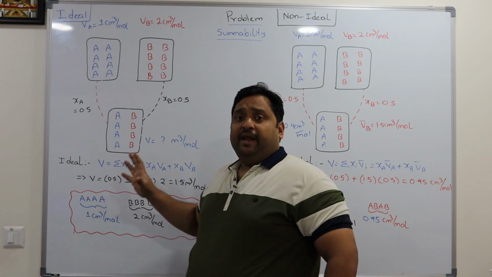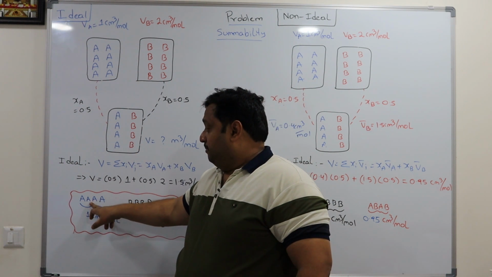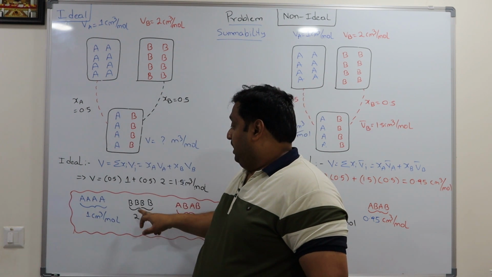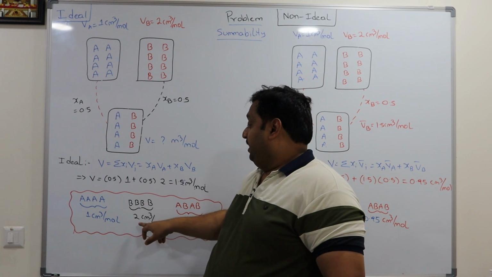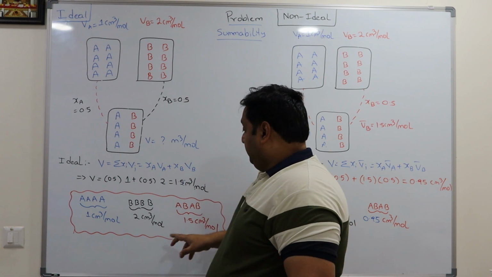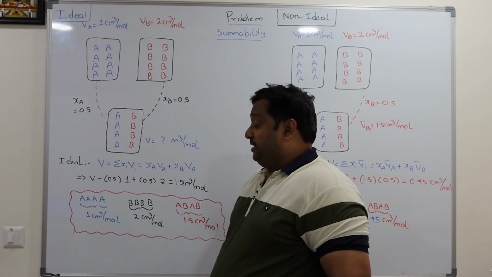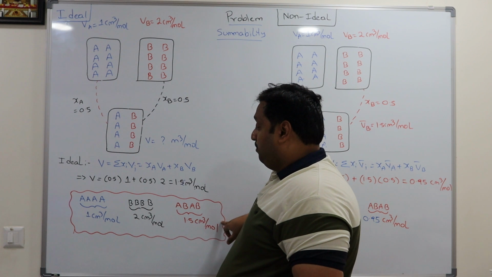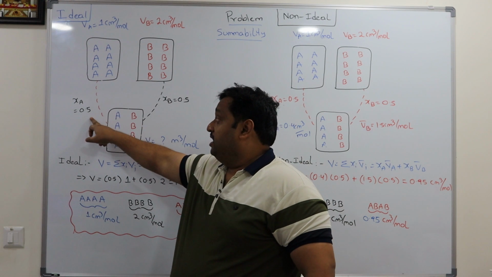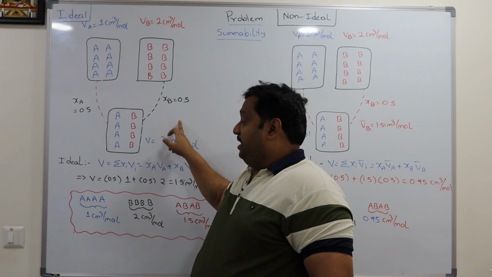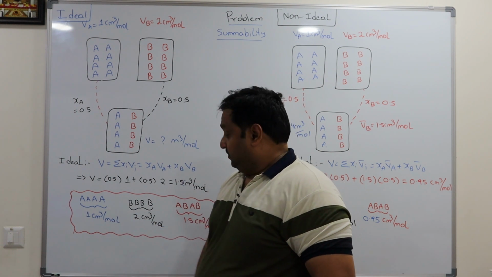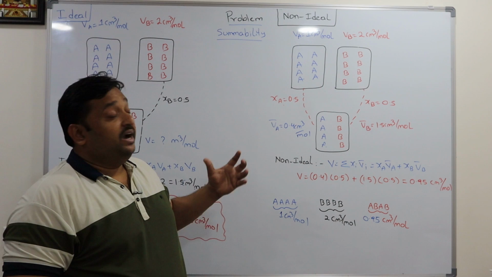In a nutshell, if I take a mole of A, its molar volume is 1 centimeter cube per mole. If I take a mole of B, it is 2 centimeter cube per mole. When I mix these two, the resultant molar volume of the mixture is 1.5 centimeter cube per mole, which is in between A and B. Obviously, because I have used 50% A and 50% B, the total molar volume of the mixture lies in between A and B. Let us take the non-ideal case.